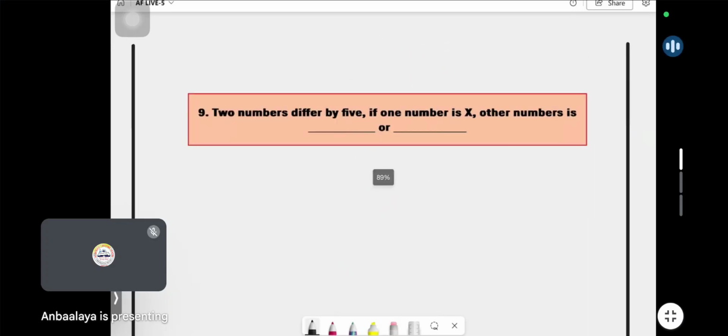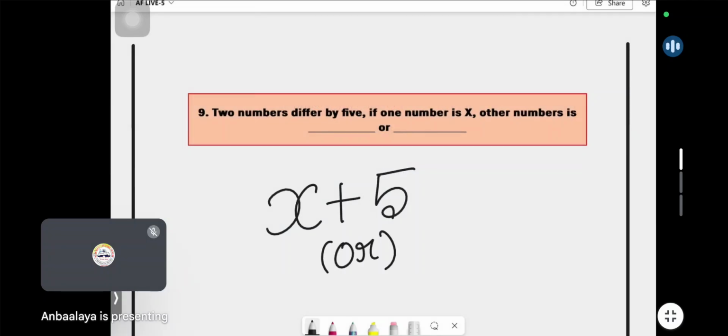Can you tell me what are the possible numbers we can write here? One number is given as x. What may be the other number? X plus 5, or x minus 5. Malini, you told our answer, I think. X plus 5, very good, Malini, or x minus 5. Very good.